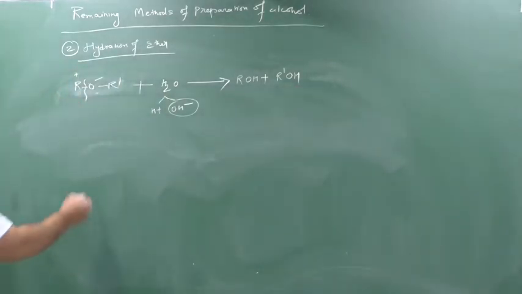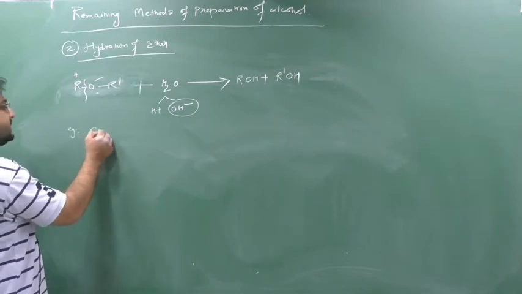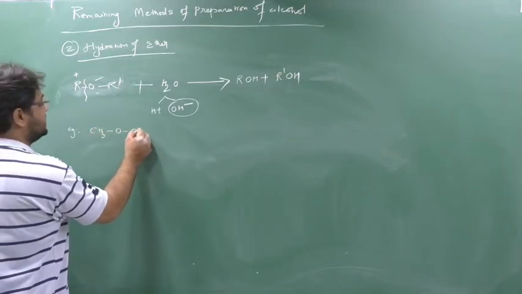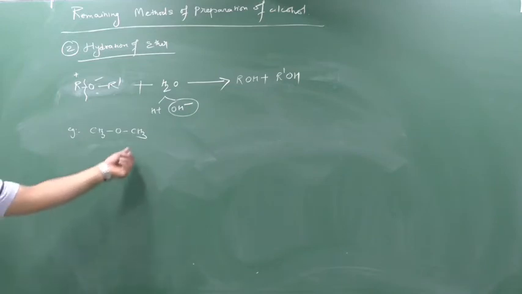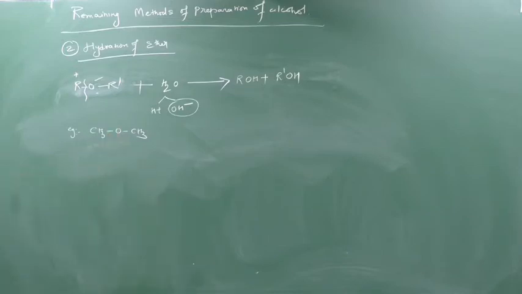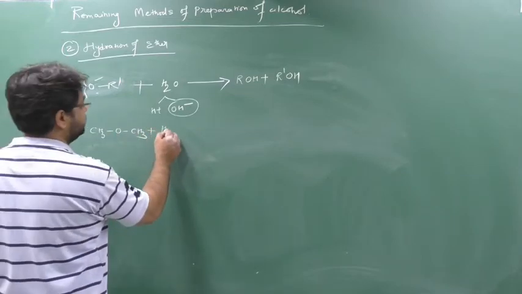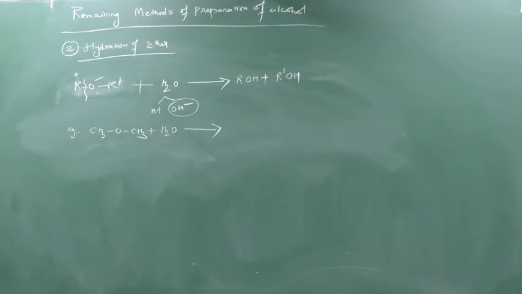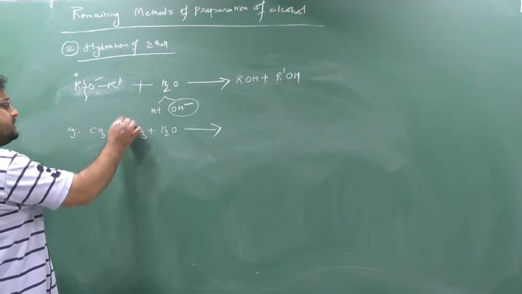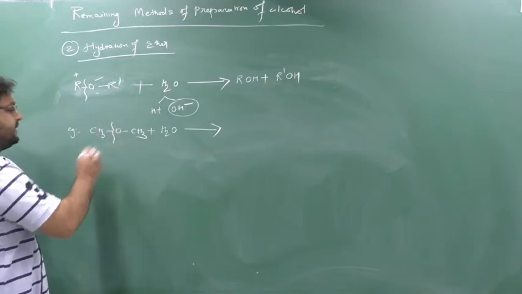Clear this part? Suppose I am taking the first example, CH3OCH3. I can say this is a symmetrical ether. Why symmetrical ether? Because the alkyl groups around the oxygen are the same. So such a type of ether is known as a symmetrical ether. So, plus H2O. Okay, now we will see this. There is one rule also. If I split in this way or this way, the answer remains the same. Yes or no?